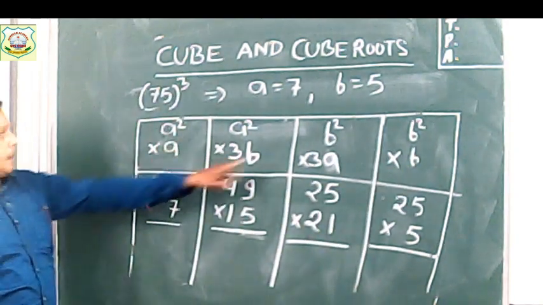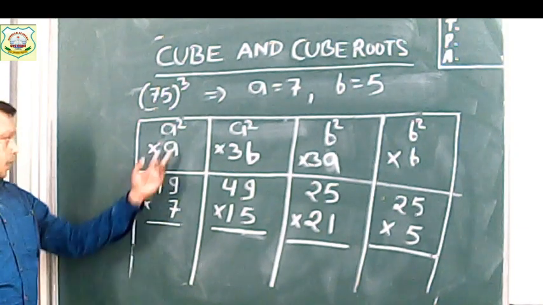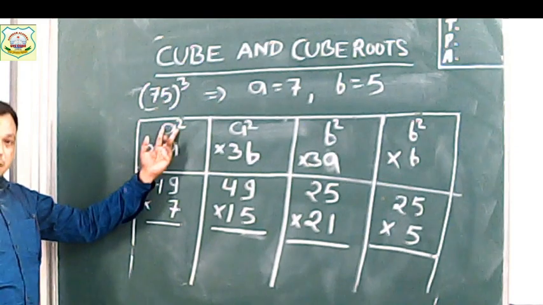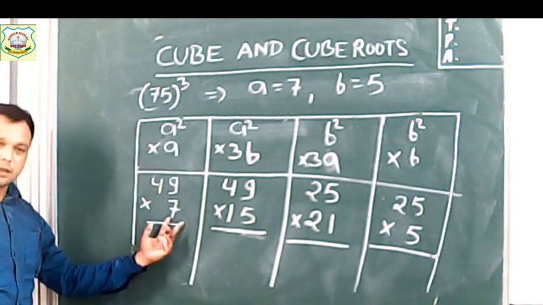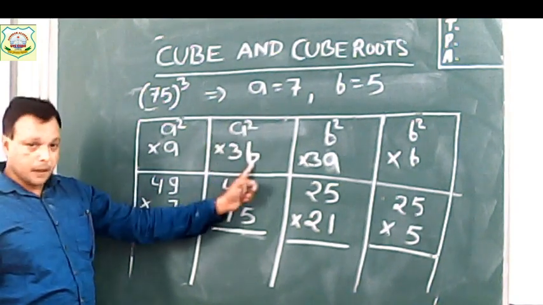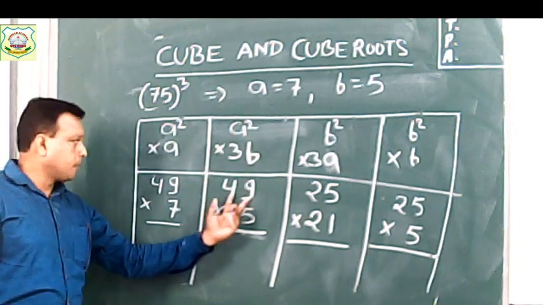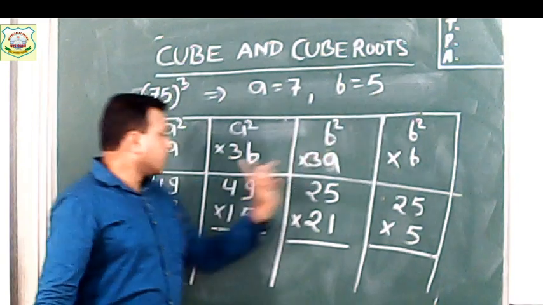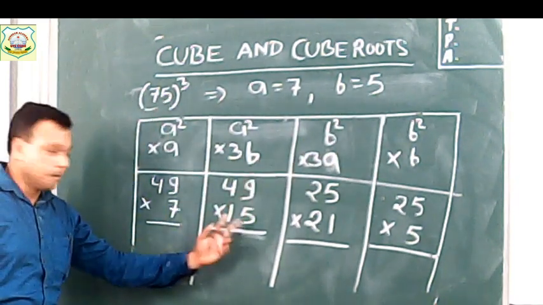What is the a value? 7. 7 square is 49 and a is 7. a square, that is 7 square, is 49. The a value is 7. 3a square: a square is 7 square, 49. 3b, 3 multiply b. The b value is 5. 3 times 5 is 15. 15 we have taken here.